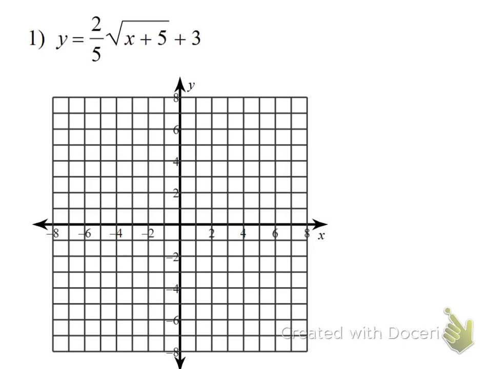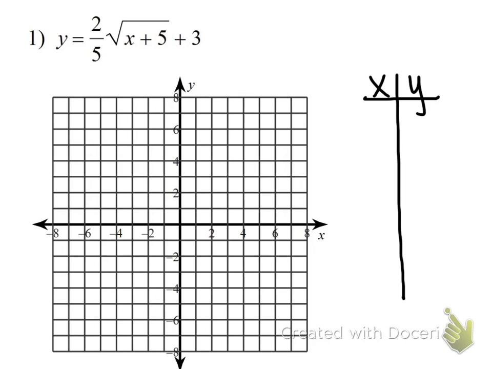So example 1, we have y equals 2/5 times the square root of x plus 5 plus 3. So on all of these problems, we're going to make sure that we draw a table with a subsequent amount of points to be able to graph the function. You don't want to pick just 1 or 2 points because it's not going to give you a clear picture of what it looks like. So pick as many as you need to make a clear picture.